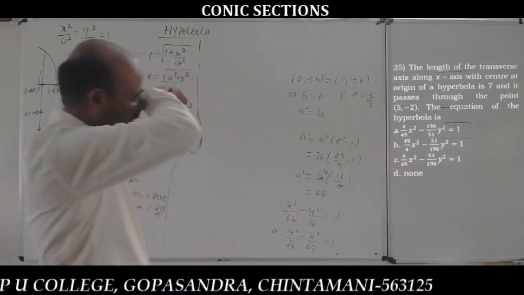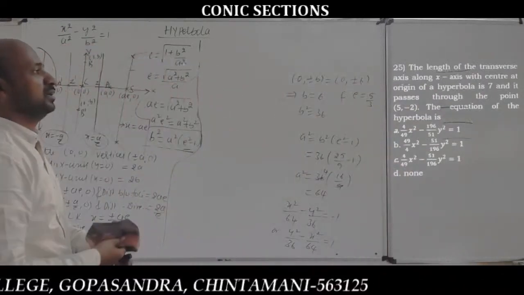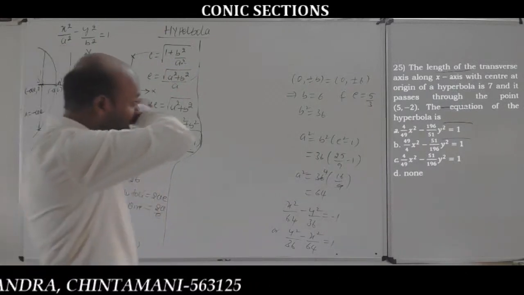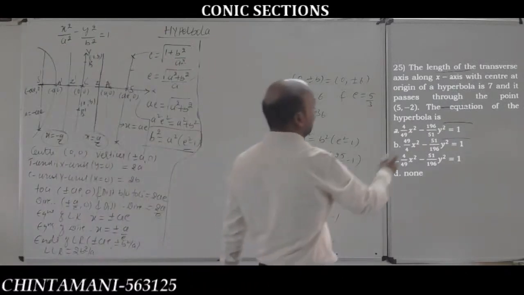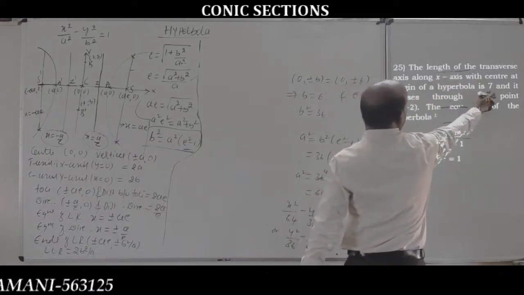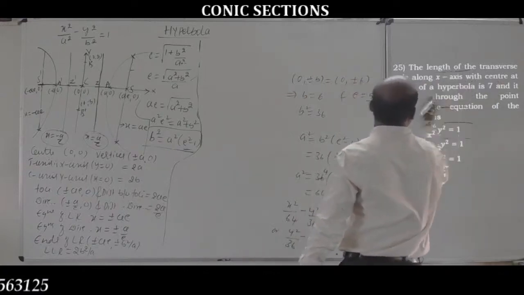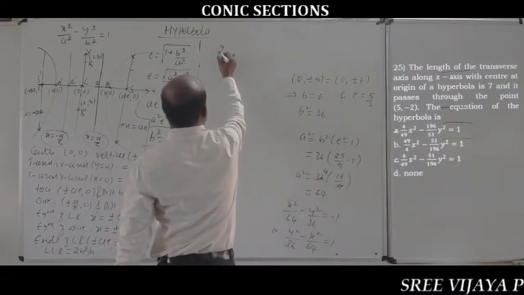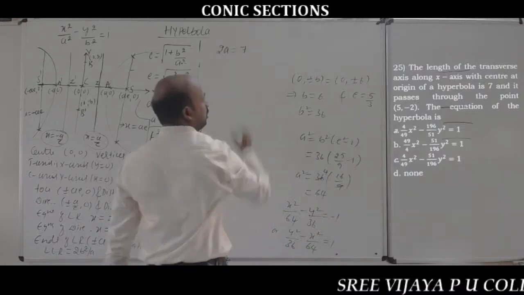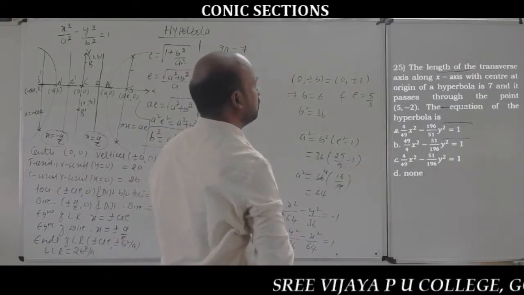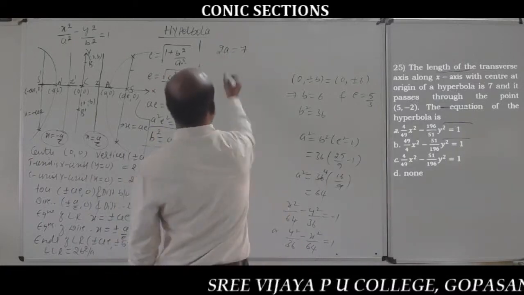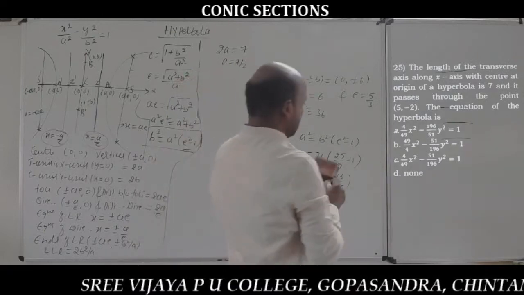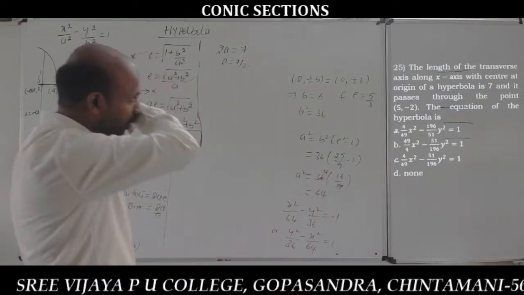The length of transverse axis along x-axis with center at origin of a hyperbola is 7. Length of transverse axis is 7, center at origin, axis along x-axis, that means standard form. Length of transverse axis is 2a. 2a is equal to 7 and it passes through the point 5 comma minus 2. a is equal to 7 by 2. We need the equation of hyperbola.